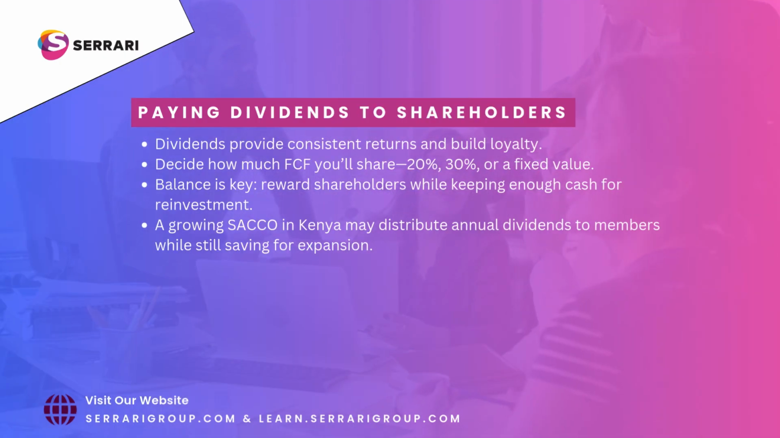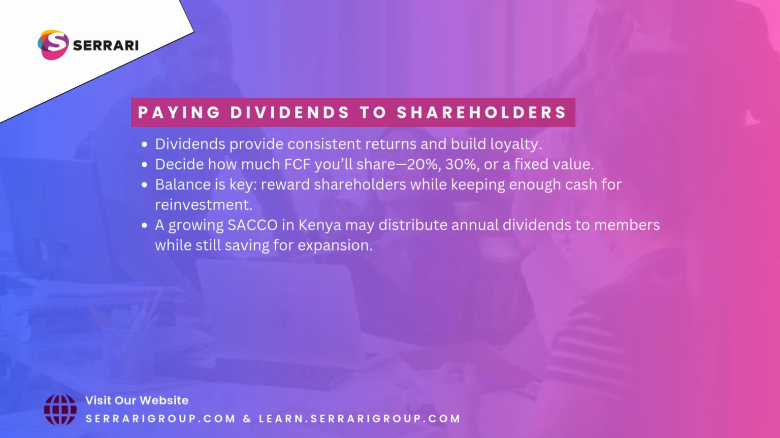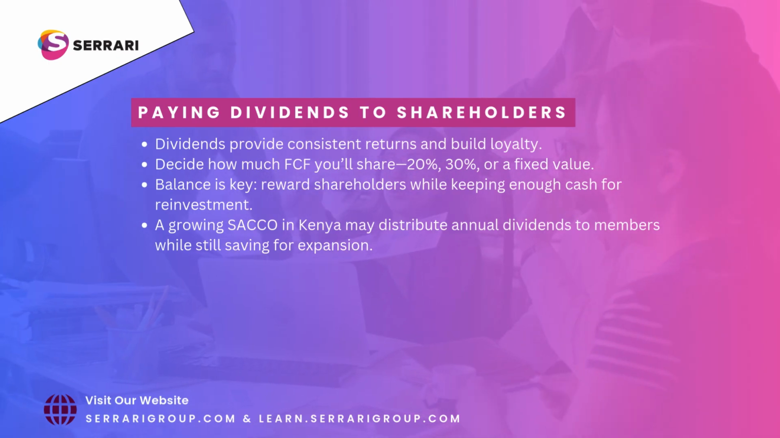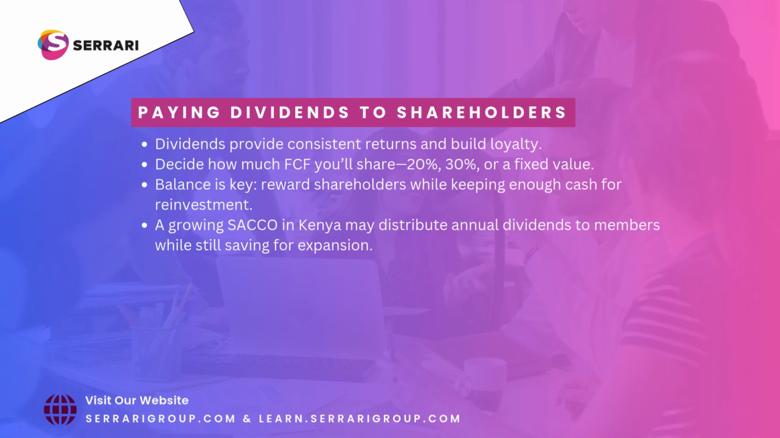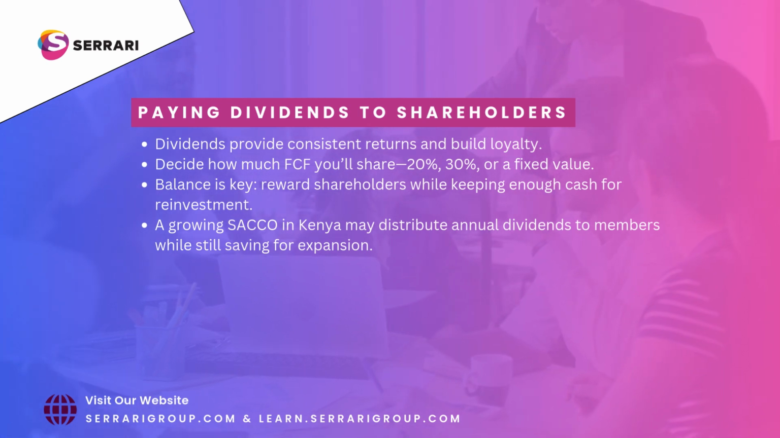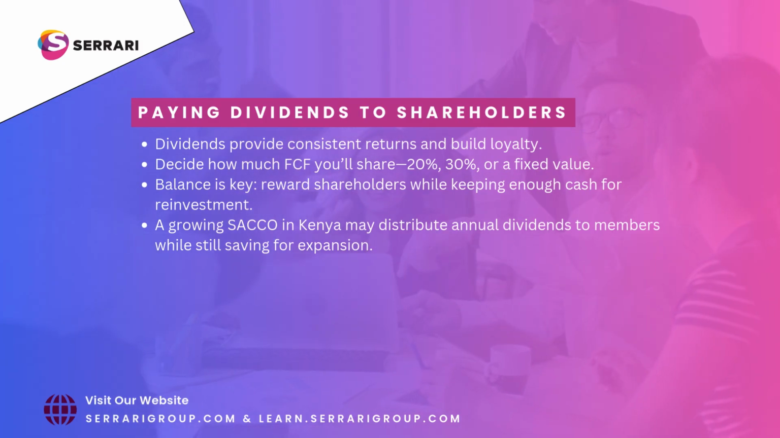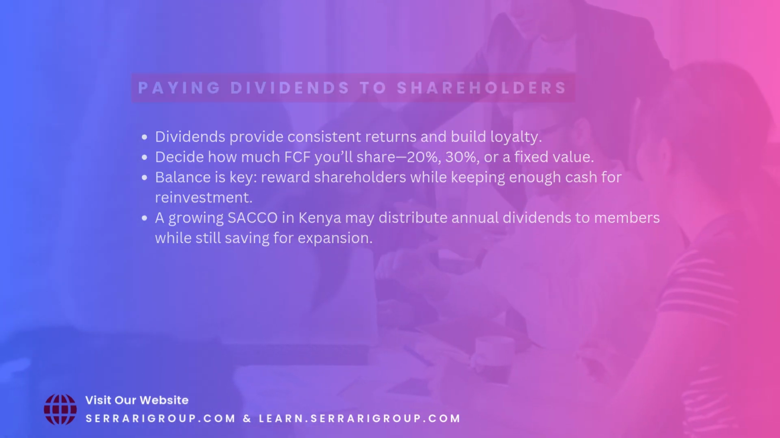Paying dividends to shareholders. Dividends provide consistent returns and build loyalty. Decide how much FCF you'll share: 20%, 30%, or a fixed value. Balance is key. Reward shareholders while keeping enough cash for reinvestment. A growing SACCO in Kenya may distribute annual dividends to members while still saving for expansion.